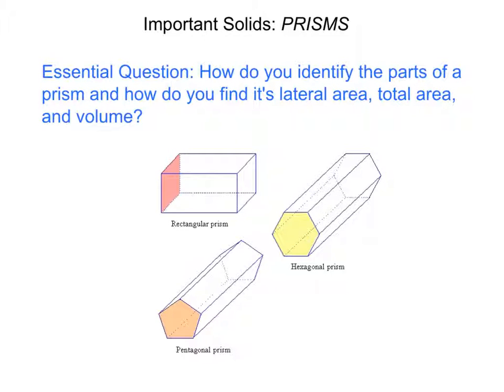Here are some typical prisms. Note that a prism does not have to be triangular, like the kind that you see from science that creates a rainbow by breaking up light. We could have a rectangular prism where the bases are rectangles. We could have a hexagonal prism where the bases are hexagons. We could have a pentagonal prism where the bases are pentagons. These are all prisms.